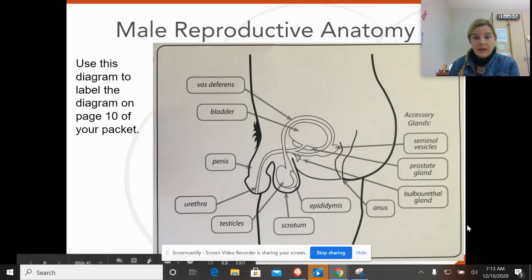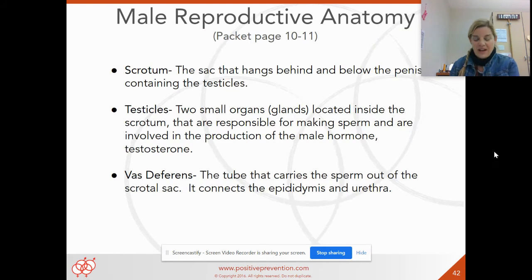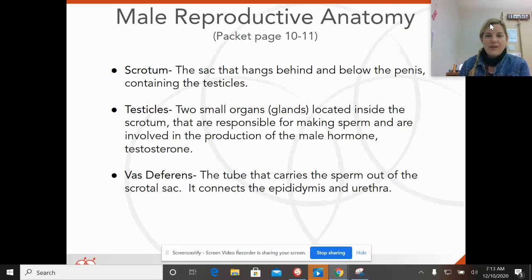All right, I think that's good for now. Let's go ahead and go through the definitions of each of these. So you'll be filling in the boxes on pages 10 and 11. Starting with the scrotum. The scrotum is that sac of skin that hangs behind and below the penis, and this is where we hold the testicles.